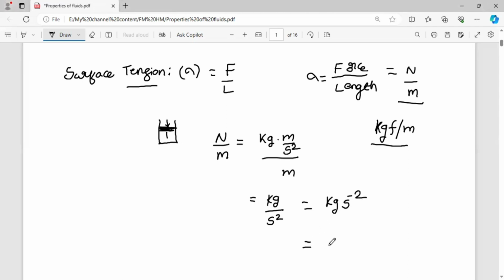Now what does the dimensional formula mean? MLT. Here M is mass. Mass is kg, so the power coefficient is 1 only. Next, L means length. There is no length here, so L power 0. Next, T means time. The unit here is second, having the power coefficient minus 2. So the dimensional formula is M L power 0 T power minus 2.